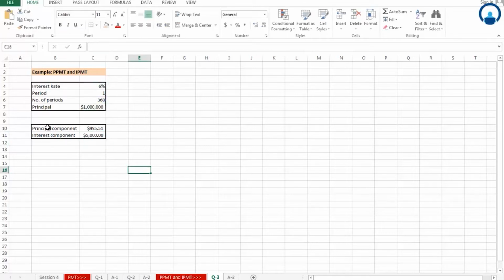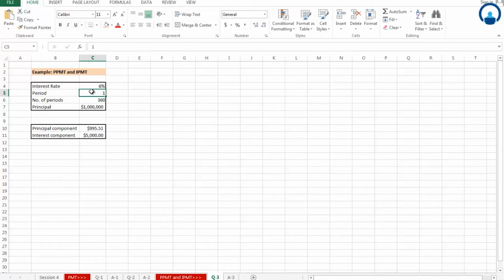If you have a look at these amounts, you'll see that the principal component is very small as compared to that of the interest. Right? Now, what happens is over the life of the loan, the principal and the interest component will change. As of now, we are at period 1. The total number of periods are 360, which is 30 years. It's a 30-year loan, right? So as of now, we are just at period 1. So over the life, this component will change.